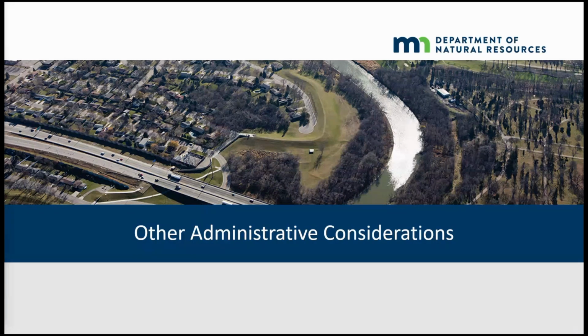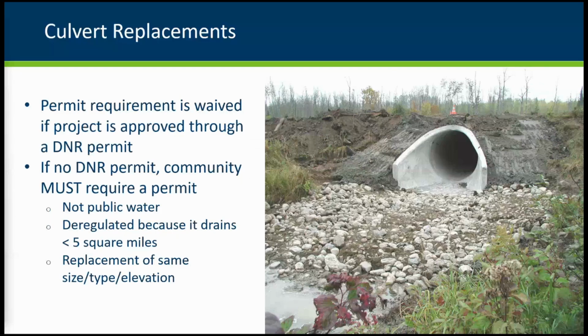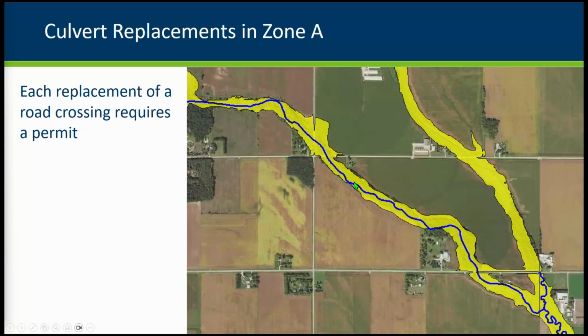Okay, well, with 2 minutes left, other administrative considerations, and I think I'm going to skip most of these. Let's just go right to this: be aware that if DNR is issuing a permit for a project that's primarily below the ordinary high water level and within the floodplain, you don't need to replicate that effort. So a local permit's not needed if DNR is issuing a public waters permit. This slide shows you an example. The yellow is a Zone A floodplain, the blue is a public water course. So first site, yes, it's a public water course, it's floodplain. DNR is issuing a permit. You don't need a local permit for that.